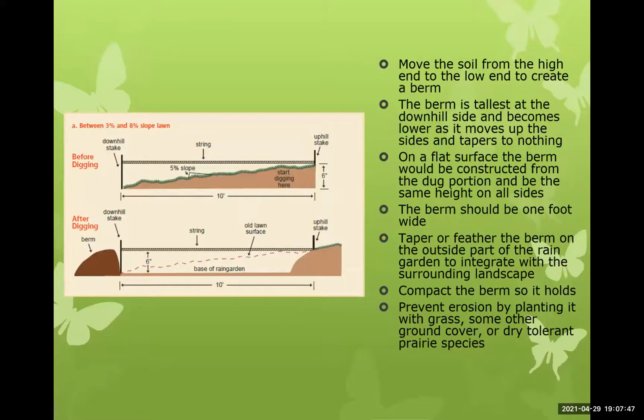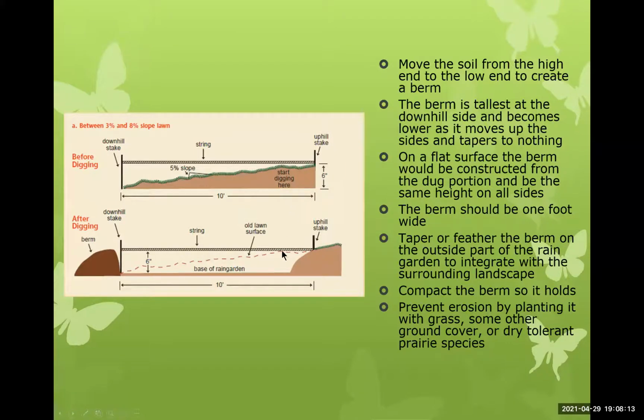So what you're doing, if here is the slope of the land, and you got a level across here, you're going to start digging over here, and you're going to take this soil and move it over here to start building your berm. And then that berm gets smaller as it moves up the side.